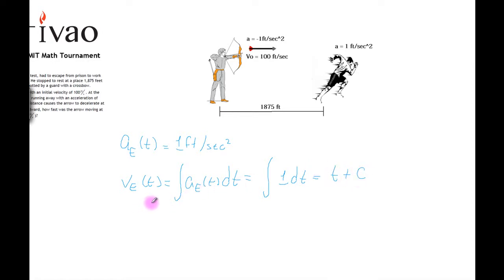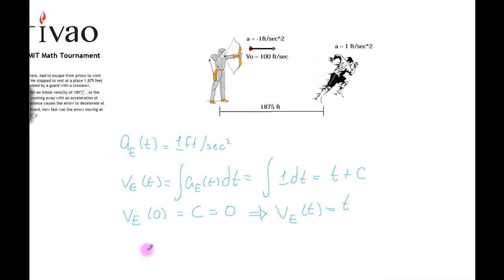Now to find that constant, we need initial conditions. The initial velocity of Edward is 0, right? Because he started running from rest. So v(0) = c, which is just 0. So this implies that the equation for the velocity of Edward is just t.